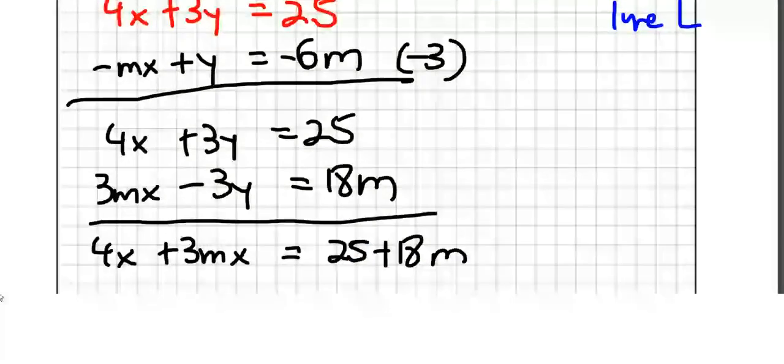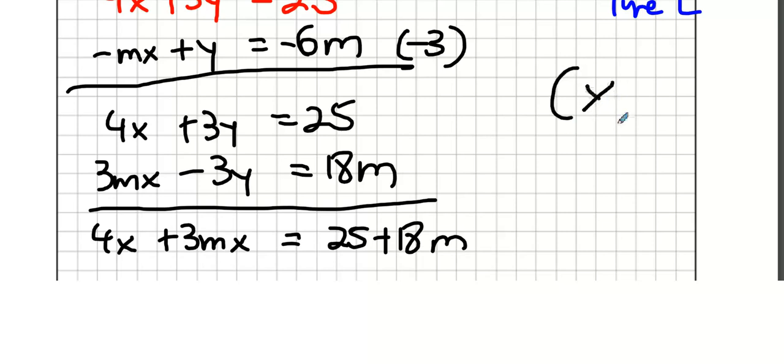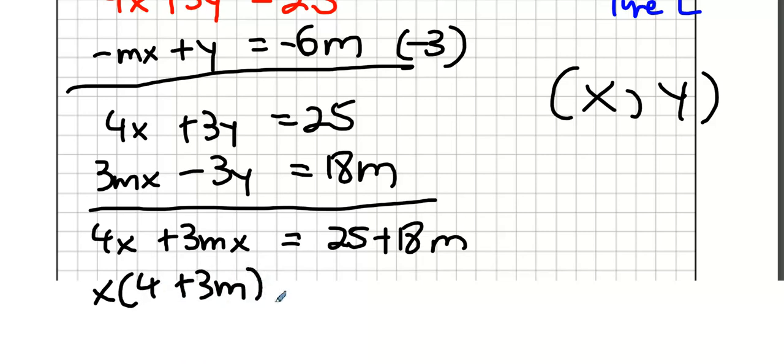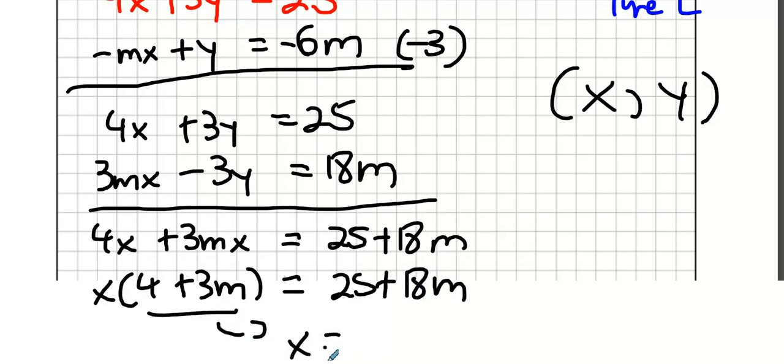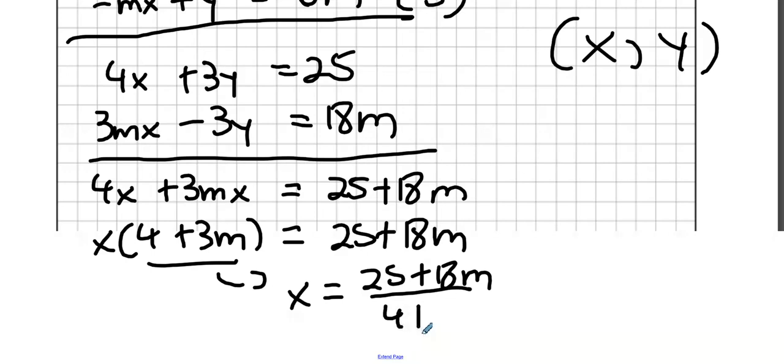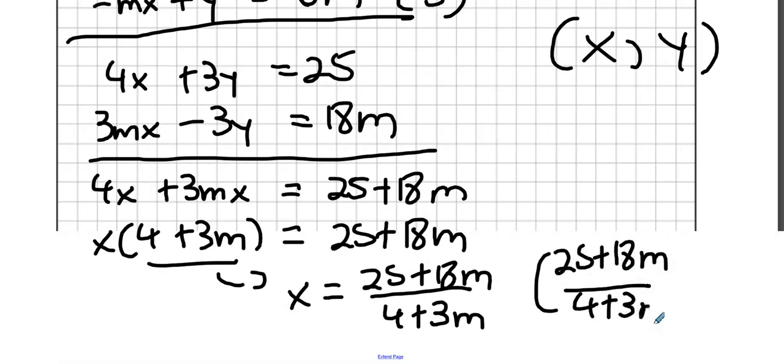The whole goal of the question is to get x on its own, because for the point of intersection, you need the x coordinate and the y coordinate. So I'm going to factorize out the x value, and it's been multiplied by 4 plus 3m. Then when I bring it over to the other side, it's going to be division. So it's going to be 25 plus 18m all over 4 plus 3m. So we know that the x coordinate is 25 plus 18m over 4 plus 3m.